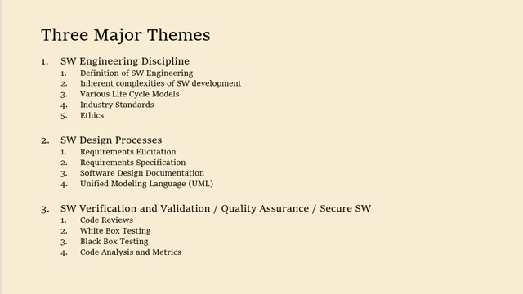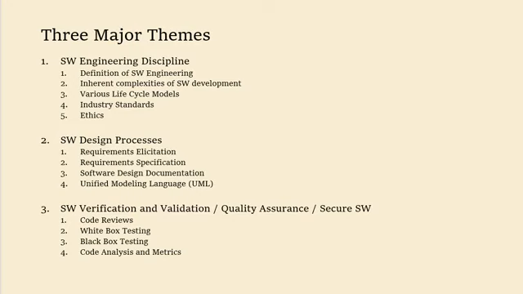All right, the major themes. The different topics fall under these major categories of basically software engineering discipline. Engineering is a discipline. So software engineering has some aspects to it that are different from the kind of engineering that deals with physical products.